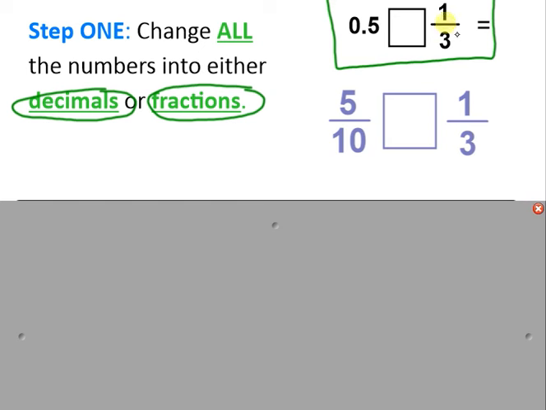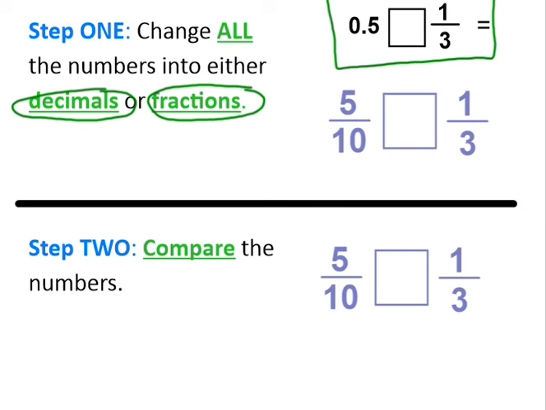So here what I've done is I've taken 1/3 and I've brought it down, and I've taken 0.5 and made it into 5/10. Now some of you may be asking, why did I not simplify that 5/10? Because you're comparing, 5/10 is the same as 1/2. You're going to get the same answer either way, and so you actually do not have to simplify during this process, which is really nice.